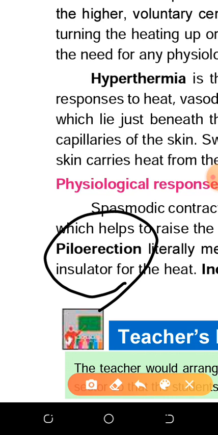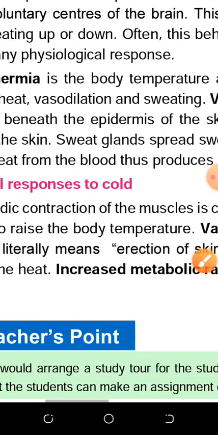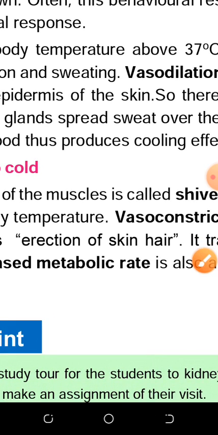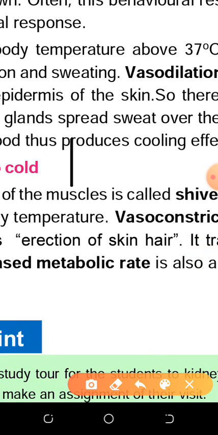They just want to correct the system, just doing the work, just doing the job. Look at the hairs, which are almost useless on the skin. They are also trapping the heat and working as an insulator. How? By pyloerection. What happens? The hairs become erect, like this one.